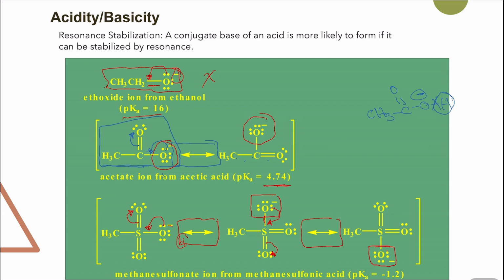Now we have the negative charge distributed between three different oxygens, not only two like acetic acid. This is why methane sulfonic acid is much stronger as an acid, because the conjugate base is much more stable, and the pKa now is minus 1.2. It's a strong acid, not a weak acid like acetic acid. So this is how resonance affects the stability of the conjugate base and makes the acid stronger.